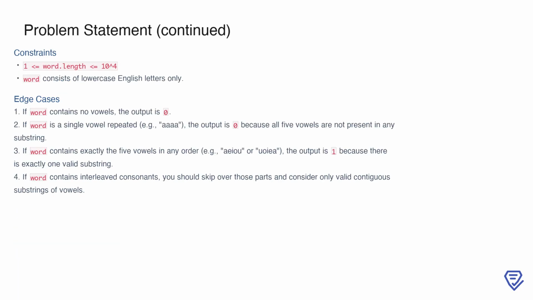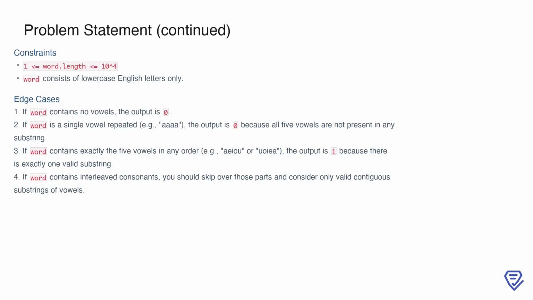Finally, let's review the constraints and some edge cases. The string word has a length between 1 and 10,000 characters and consists only of lowercase English letters. As for edge cases, if the string contains no vowels, the output is 0 since no valid substrings can exist. Similarly, if the string is made up of just one vowel repeated, such as AAAA, the output is also 0 because all 5 vowels are not present.